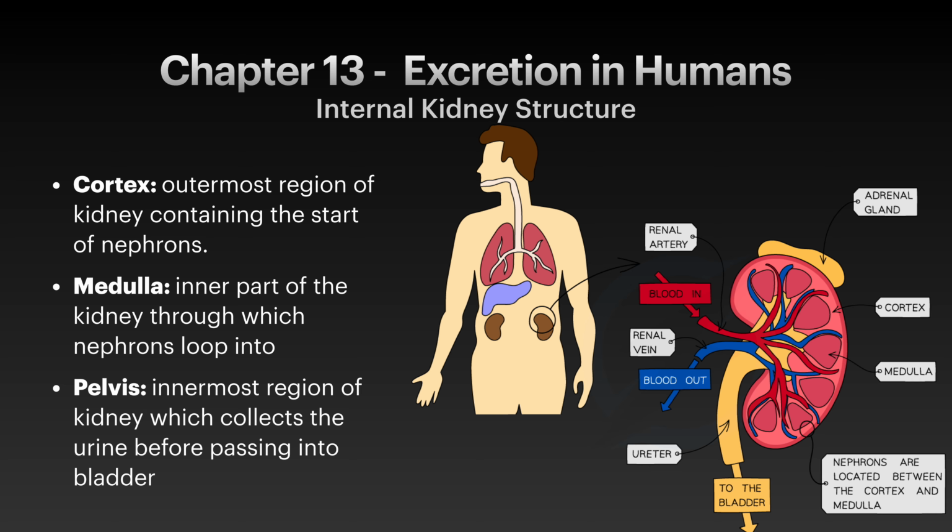The second part is the medulla. This is the inner region of the kidney where the loops of the nephrons extend down into. Lastly, we have the pelvis. This is the innermost part where urine collects before flowing into the ureter. Each kidney contains approximately 1 million tiny structures called nephrons, also known as kidney tubules or renal tubules. These are where the actual filtration happens. The nephrons start in the cortex, loop down into the medulla, and then back up into the cortex before draining into the pelvis.